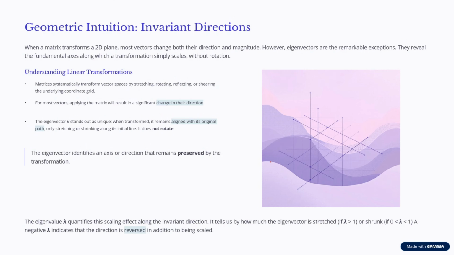Now geometric intuition, that is invariant direction. To understand this visually, imagine a matrix acting on a 2D plane. Most vectors will be rotated or moved around in different directions. However, some vectors, the eigenvectors, keep the same direction even after the transformation. They may get longer or shorter, but they do not rotate. These fixed directions are very important because they reveal the structure of the transformation, and the eigenvalues tell us exactly how the vector is stretched or shrunk along that direction.